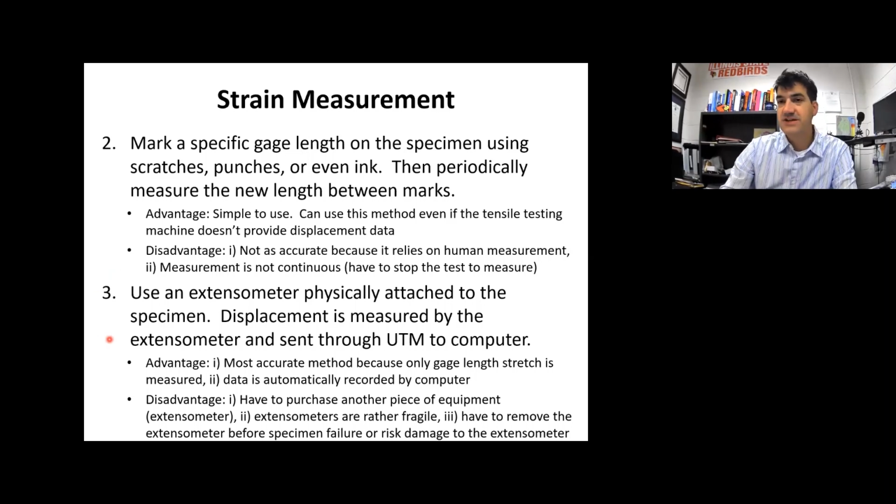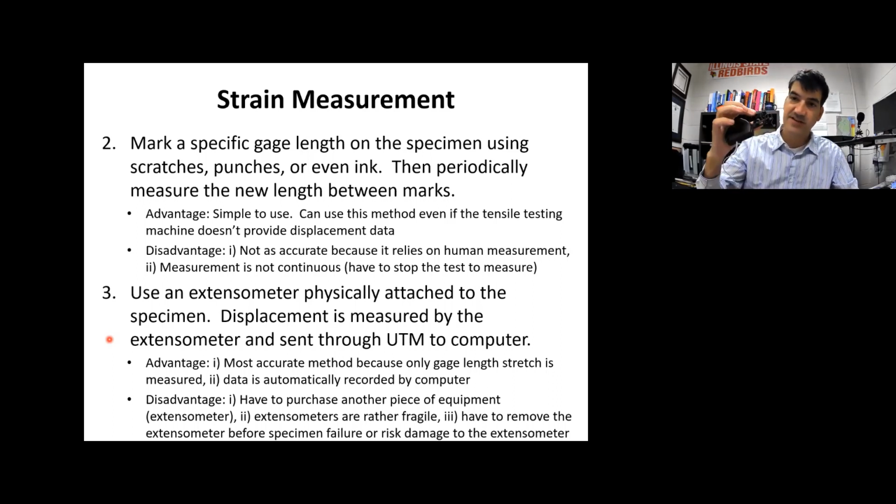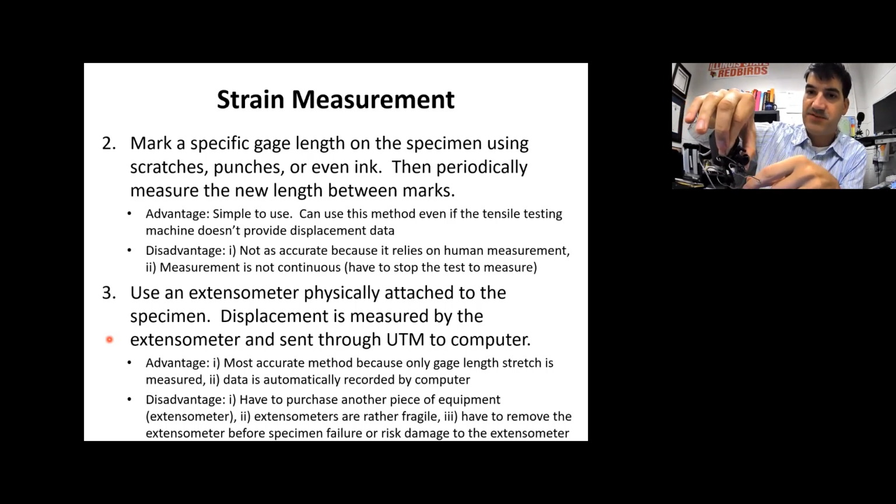But there is a third option, and this is actually the best option, especially when you're dealing with pretty strong materials. And this is what we're going to use when we do the tensile tests on metals in the next couple of labs. What we're going to use is called an extensometer. And an extensometer is a small piece of equipment, and I actually have it right here. Normally I would pass this around in the class, but we can't do that. So what we have is an extensometer right here, and you can see that it has some clips right here.